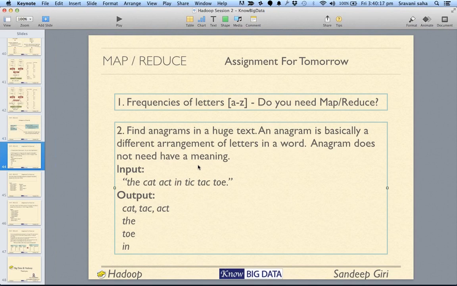Now, do you need a MapReduce? That is my question. If yes, then what is going to be your logic? I want to see that. Write that also. So you write your MapReduce logic also, after you have justified.